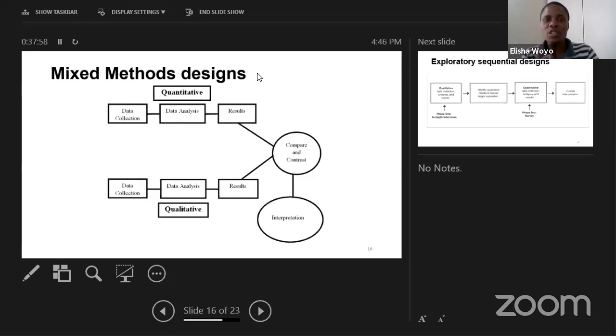So if you are to do it in the quantitative, your data collection becomes your questionnaire, and then you analyze the data, you get the results. In qualitative research, you do the data analysis, come up with the results, and then you compare the results, contrast them, and then you do interpretation.